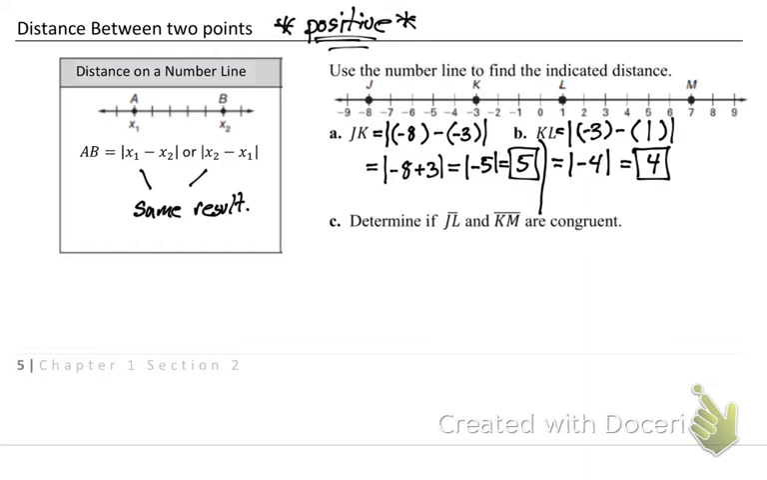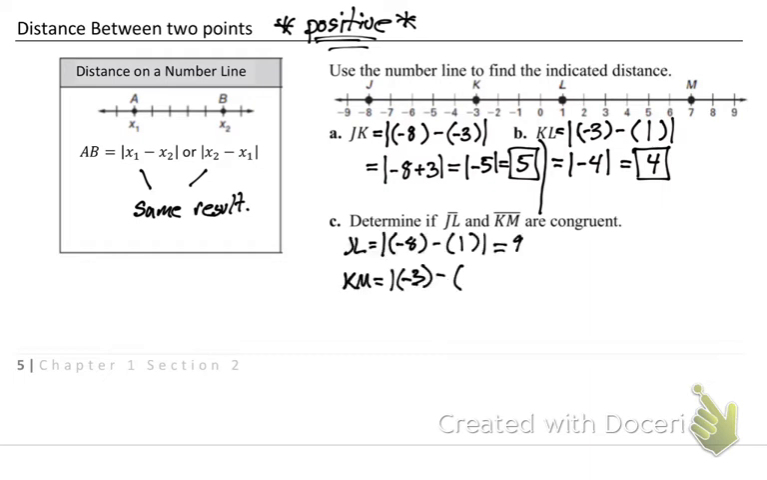I want you to determine if JL and KM are in fact congruent, and I would like to see it in the formula. So if you're someone just counting it, I need to see the formula. So I need to use the formula to get the length of JL, and then the length of KM, and tell me if it's congruent. Make sure you understand the word congruent.